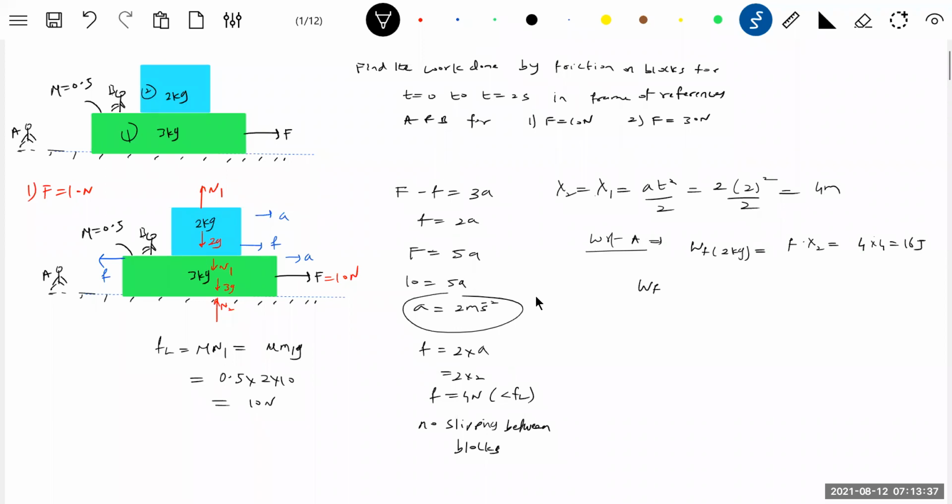Similarly, work done by friction on the 3 kg block. Displacement of 3 kg block is x1 we are taking. So this will be minus of 4 into 4, 16 joules. Net work done by friction according to person A will be 0. The same work, negative work it does on the block 3 kg. Net work done in fact is 0. Okay, agreed. This with respect to A. Now with respect to B, we'll see what conditions will arise.